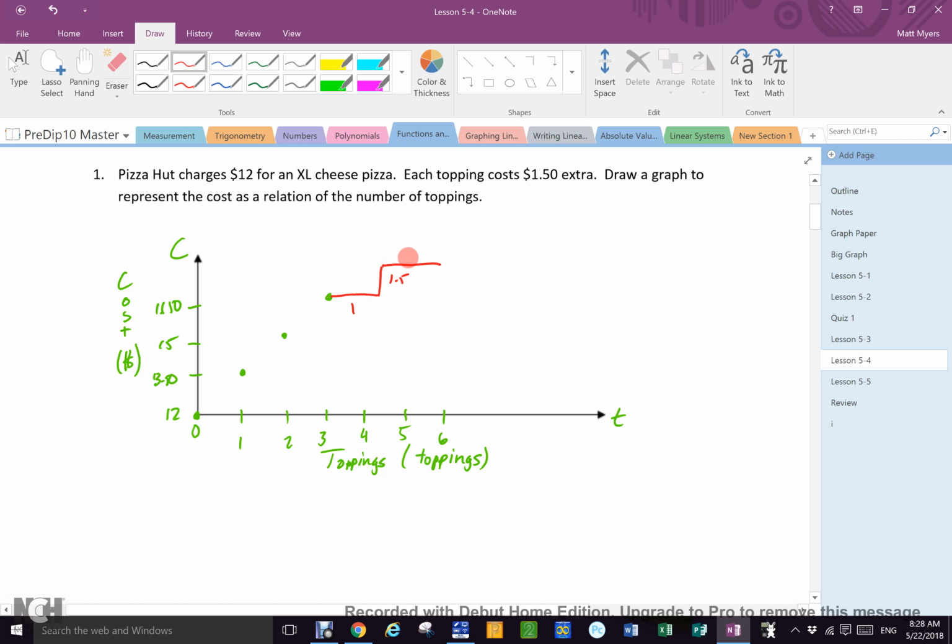Another 1 over and another 1.50 up, right? How long will that continue? Well, till you run out of toppings.